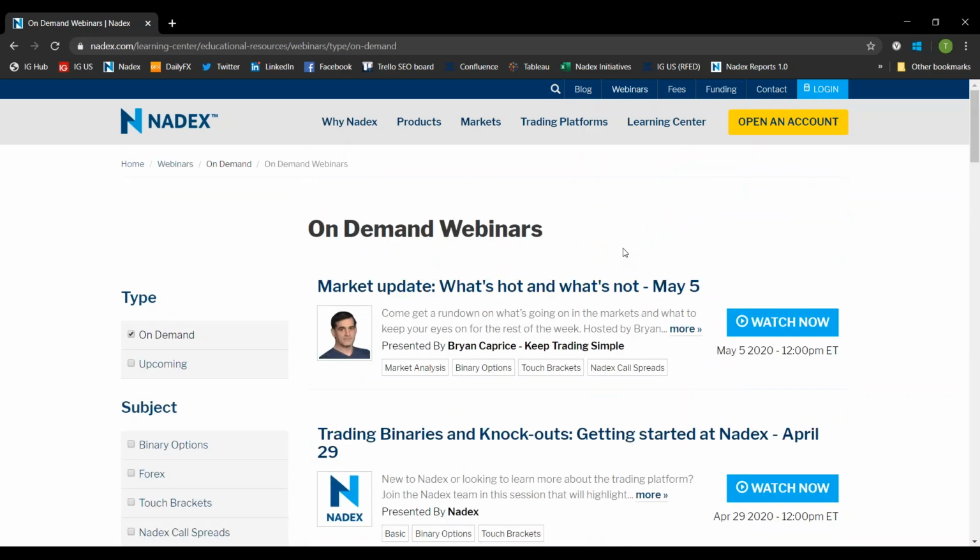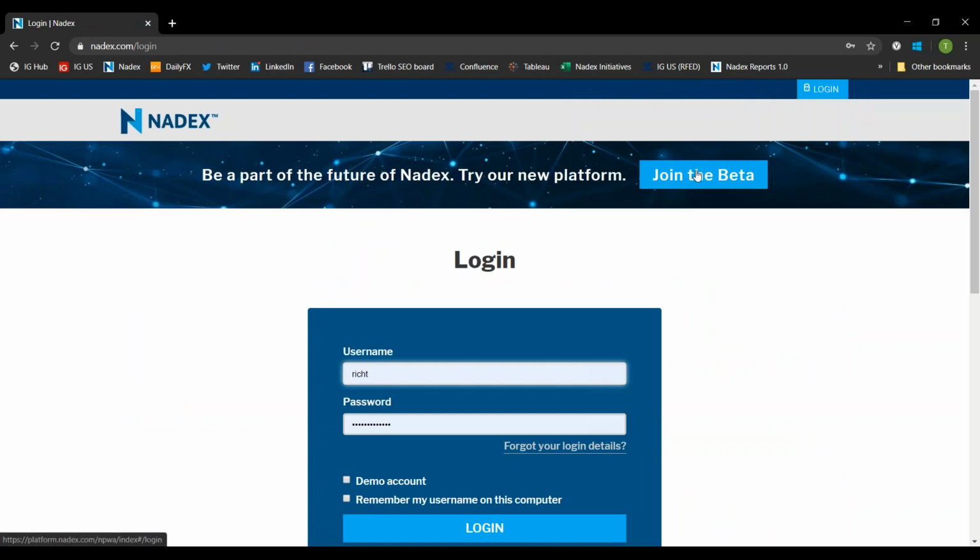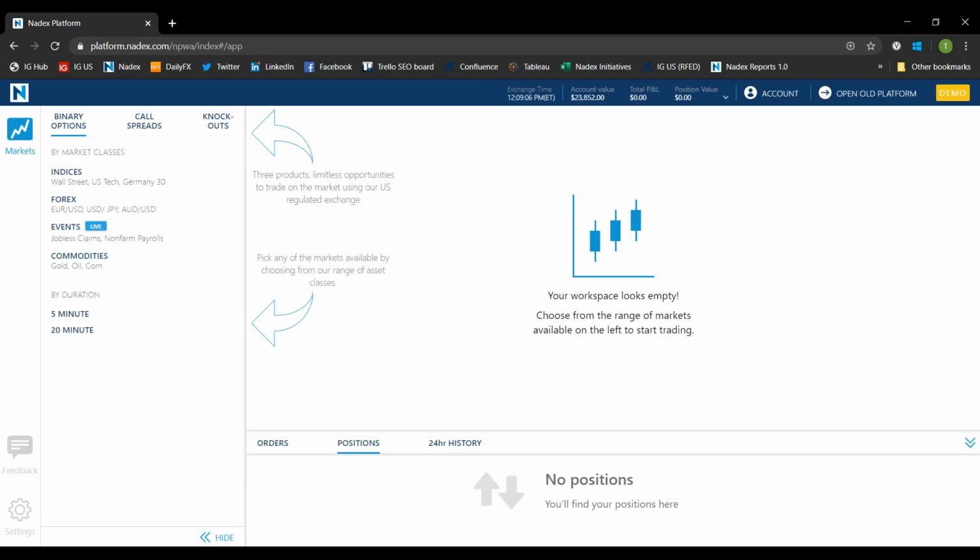All right, so let's get into binaries and knockouts, particularly around oil. I am going to log into the platform. In fact, I am actually going to click join the beta. Now, I know it's called beta, but this is actually our new trading platform, and it won't be beta for a lot longer. And I like this because it's a much cleaner, simpler, easier experience, and I think you'll like it. So if you're using our old platform, or if you're brand new to Nadex, I would encourage you, use the brand new platform.